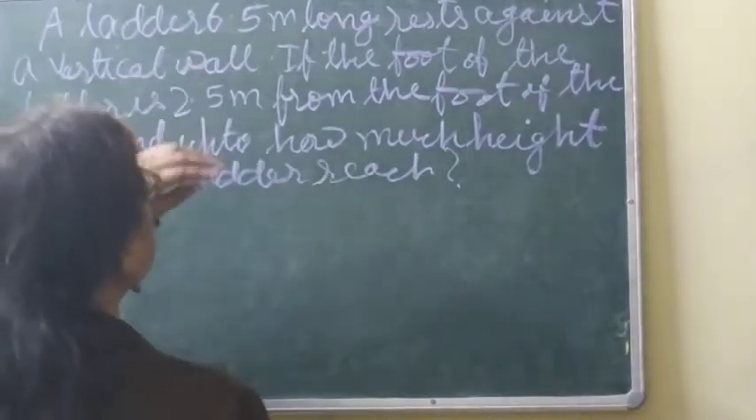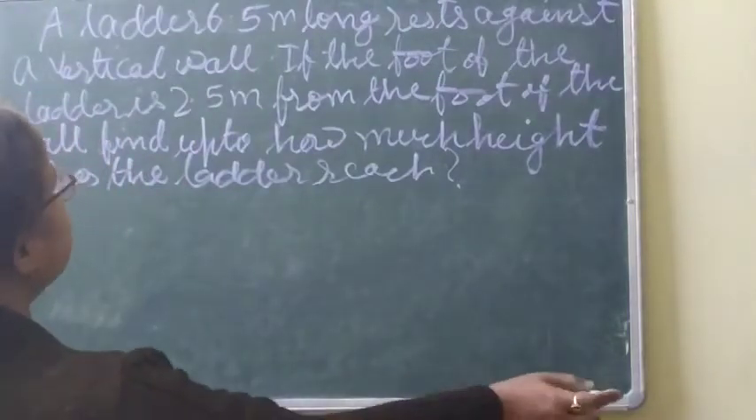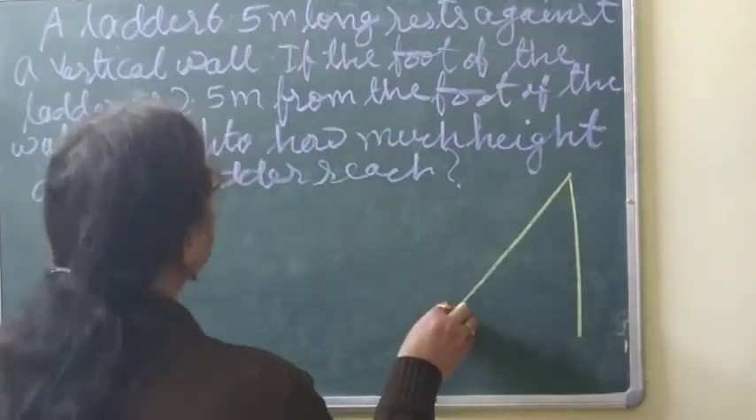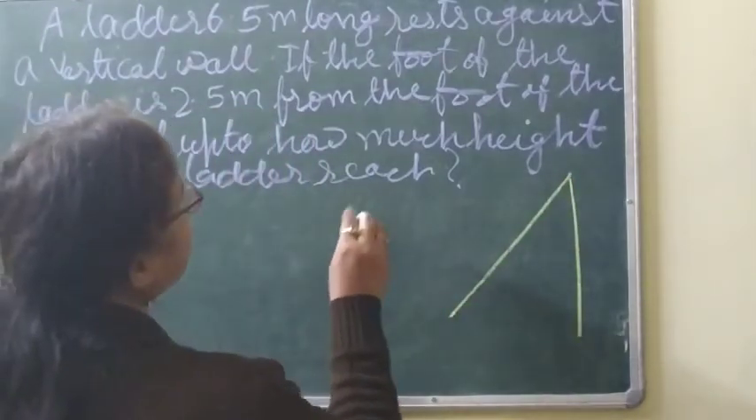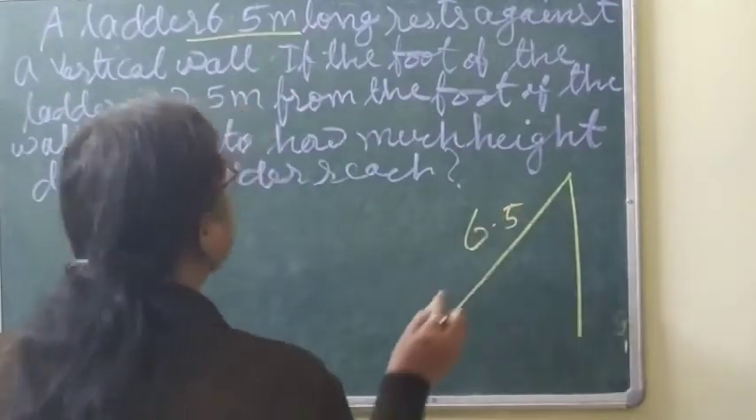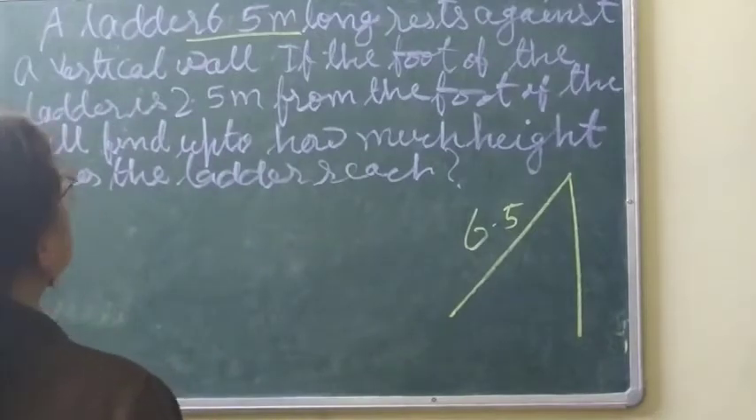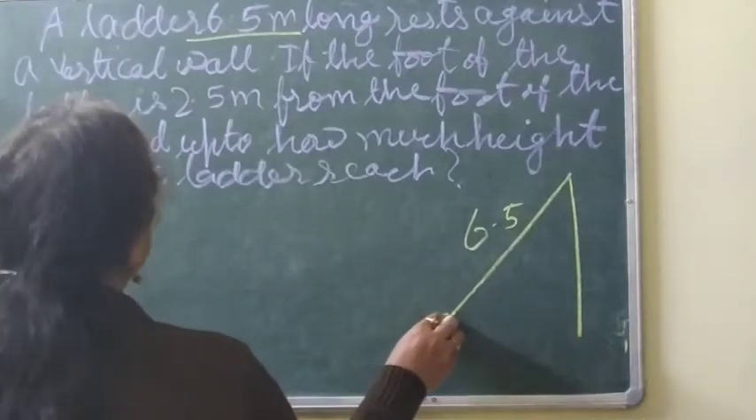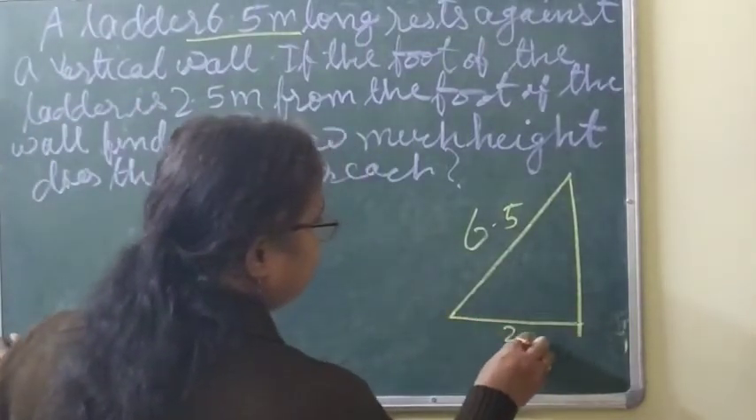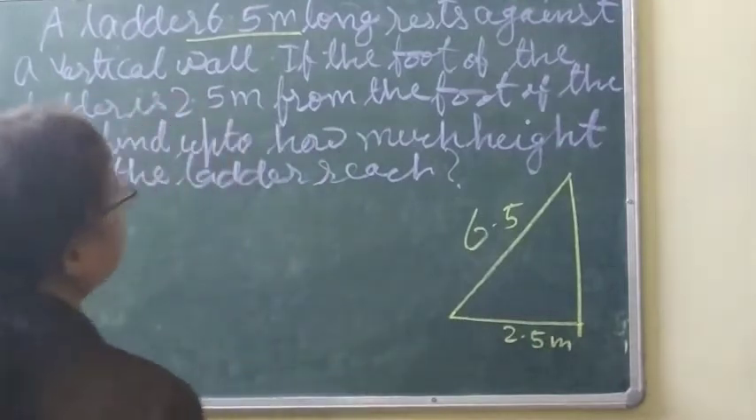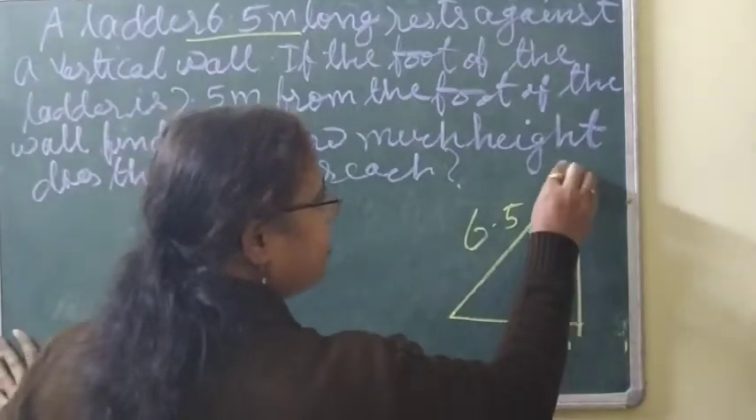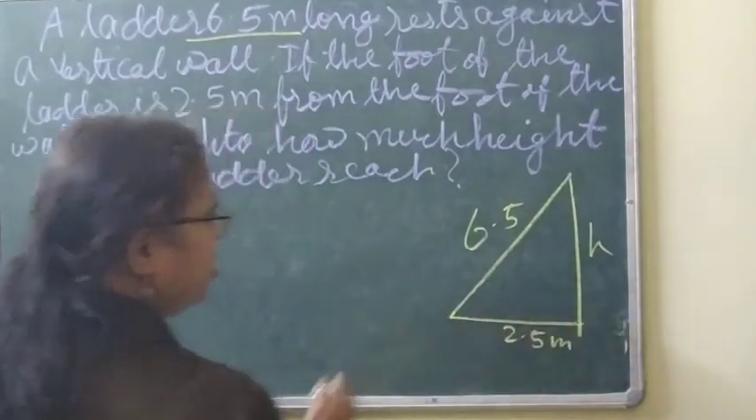How will we solve it? A ladder 6.5 meter long rests against a vertical wall. This is the vertical wall and this is the ladder. Clear? So the ladder is 6.5 meter long, so this one is 6.5. If the foot of the ladder is 2.5 meter from the foot of the wall, this is 2.5 meter. From the foot of the wall, find how much height the ladder reaches. This is the height, and this we have to find out. How will we find it out?